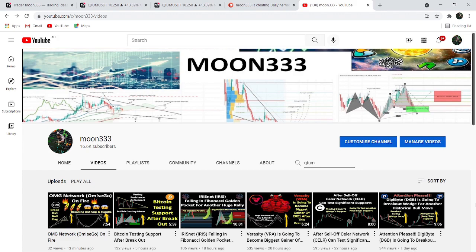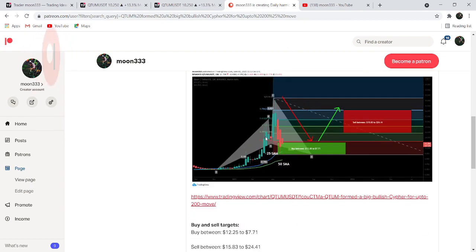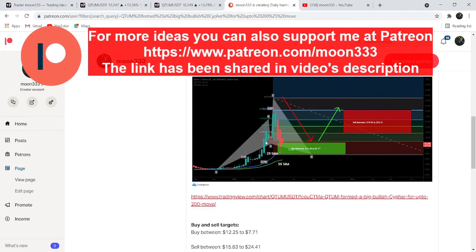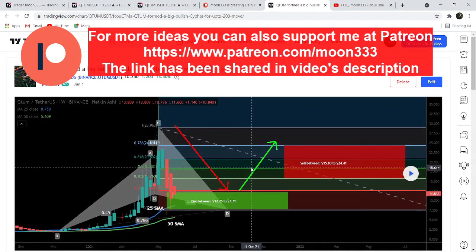Today I want to show you that Qtum has broken out a very significant resistance, and that is the resistance of the down channel. And before that, I would like to start with this chart that I shared back in June 2021 for my members at the Patreon, and I told them that the price line of Qtum has completed a very big harmonic reversal cipher pattern, and from here we can expect another bullish reversal move.